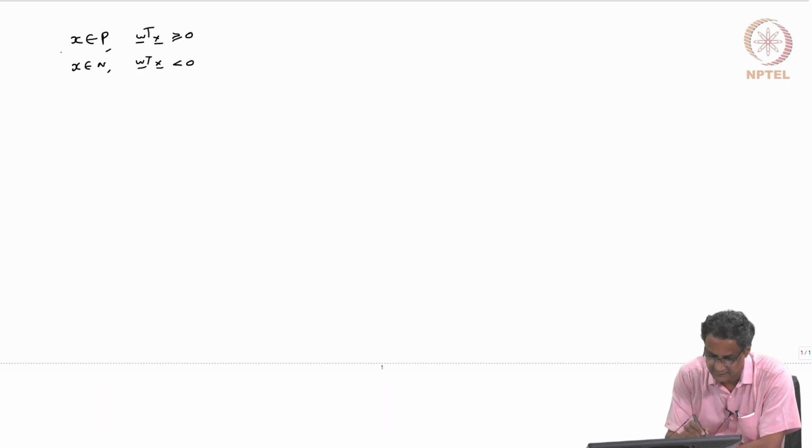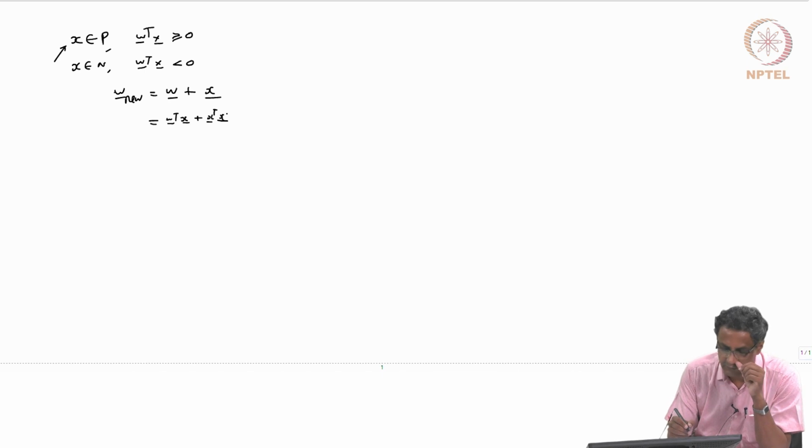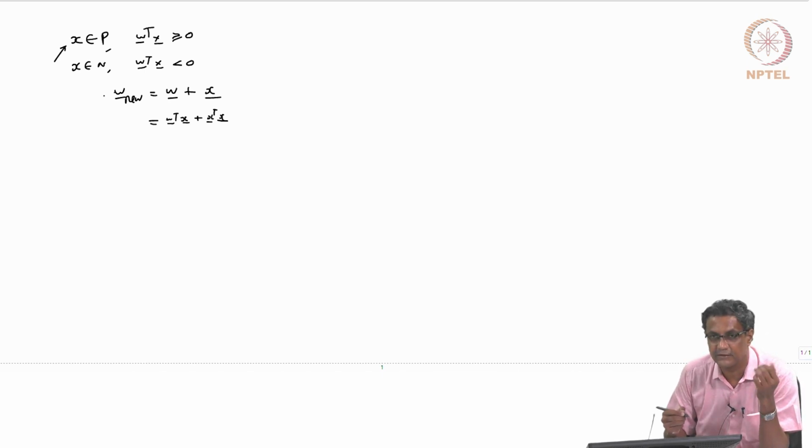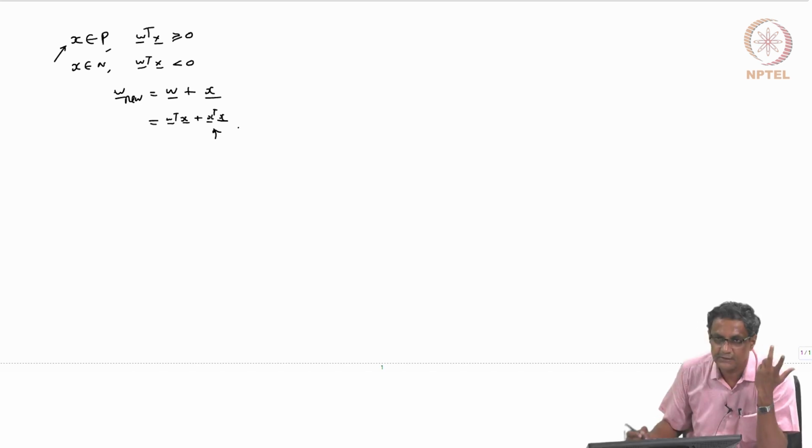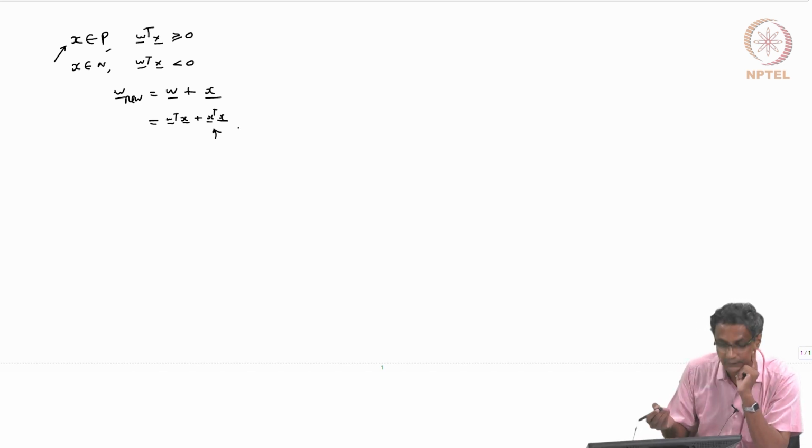You update in such a manner that when this condition is not satisfied, that means W transpose X is actually less than 0, then you make this update: W new is equal to W old, whatever you had, plus X. So effectively you get W transpose X plus X transpose X. Since you apply this condition only when W transpose X is less than 0, you want to boost up that value. That boosting happens through this X transpose X, which is greater than or equal to 0.